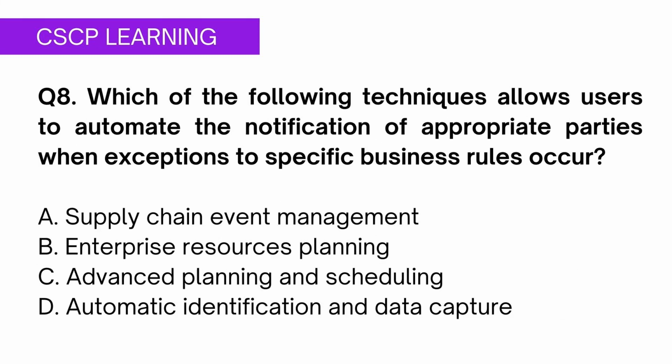Question 8. Which of the following techniques allow users to automate the notification of appropriate parties when exceptions to specific business rules occur? Option A, supply chain event management.